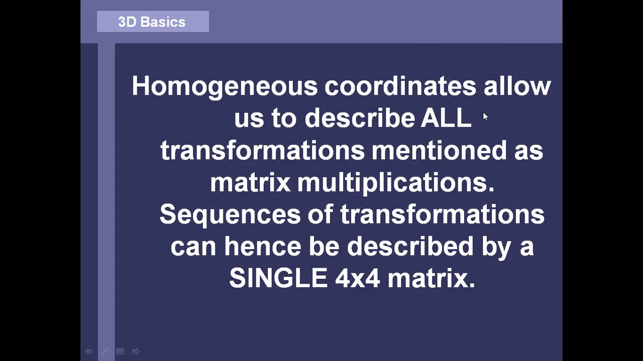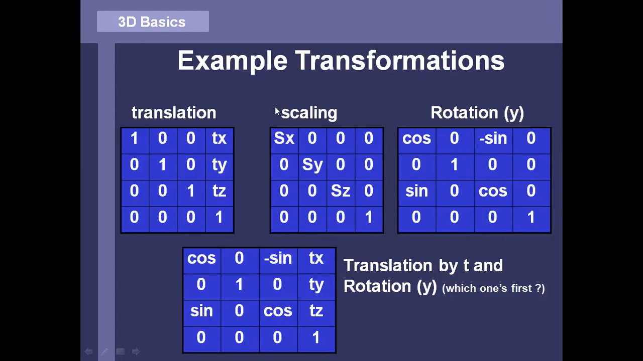So homogeneous coordinates allow us to describe all transformations mentioned as matrix multiplication. So sequences of transformations can hence be described by a single 4x4 matrix. So example transformations are: this is the translation, this is the scaling, this is the rotation, and translation by t and rotation by y. This is how translation and rotation can be combined.